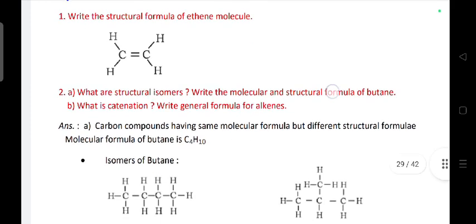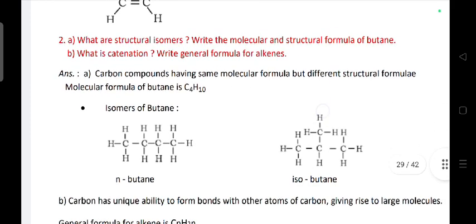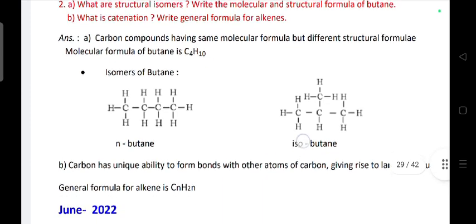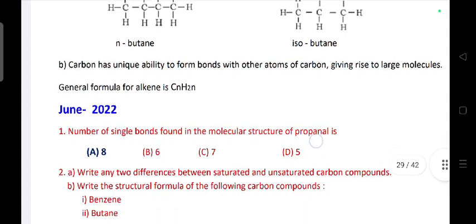Write the structural formula of the ethene molecule. Then, what is a structural isomer? Again they are asking this question. Then, what is catenation, and write the general formula of alkenes. This is the answer.